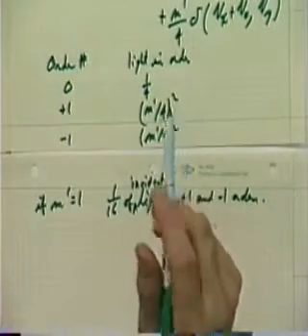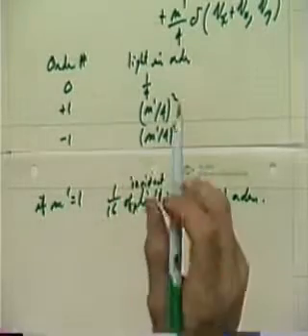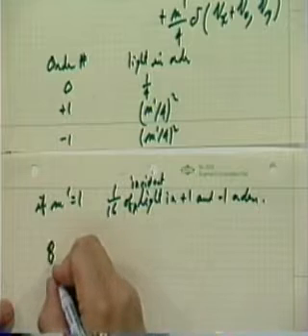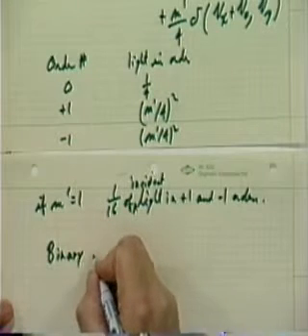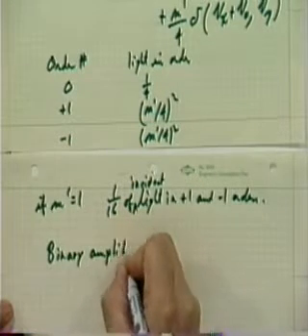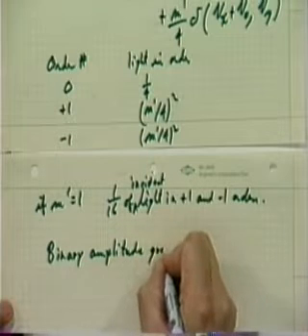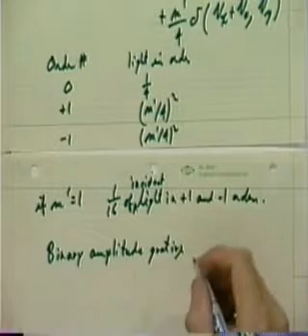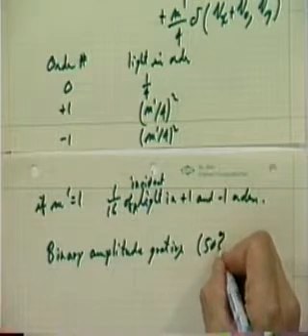Now let's go back and compare this with a binary amplitude grating, where we had a 50% duty cycle.